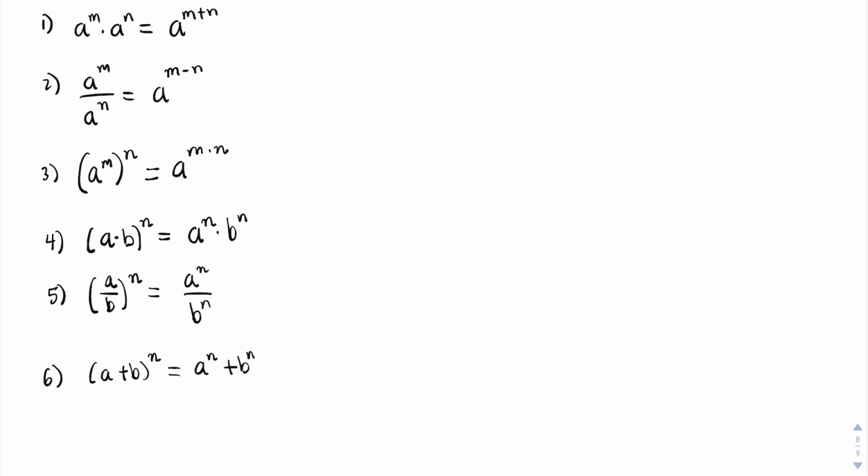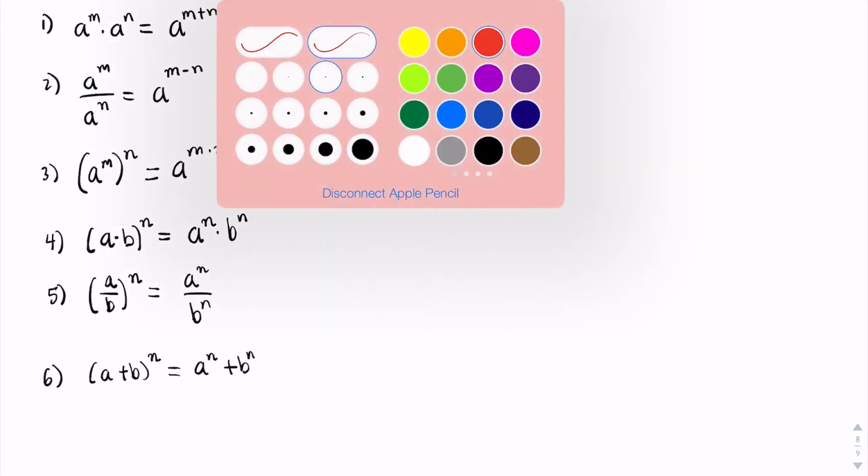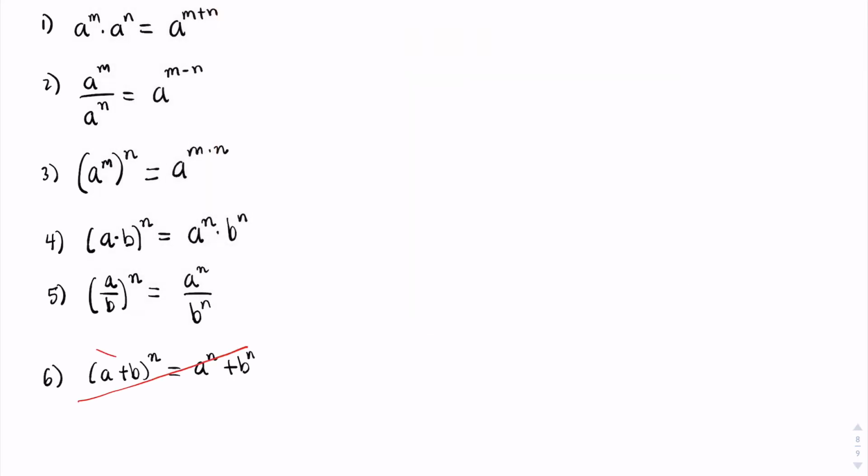If n is 2, you will do what we call a distribution, right? And you guys learned the FOIL method, right? And so on. Yeah. But for some reason here we don't like the word FOIL. Yeah. It's like we try to avoid it. So this is not a valid law.